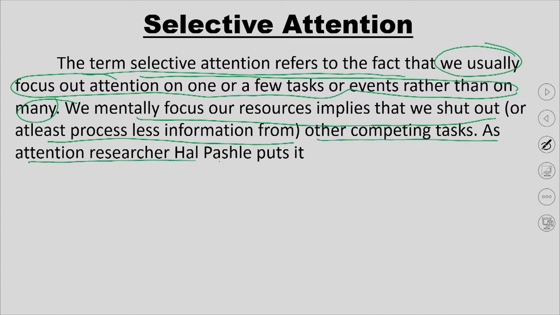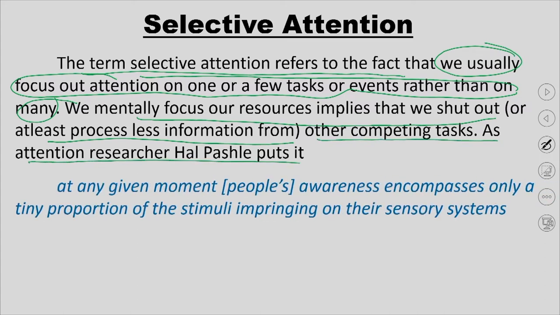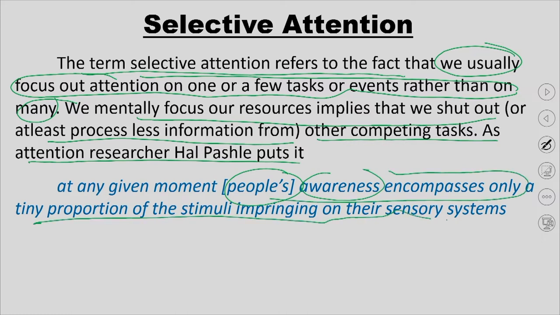As attention researcher Hal Pashler puts it, what is attention? He says that at any given moment, people's awareness encompasses only a tiny portion of the stimuli impinging on their sensory system. So, what is this? Attention. The first step in perception is attention, which means that I have to narrow down what to look at and what not to look at.